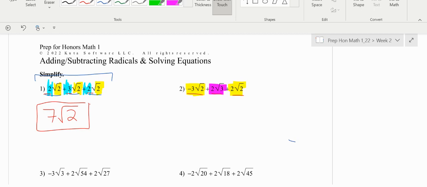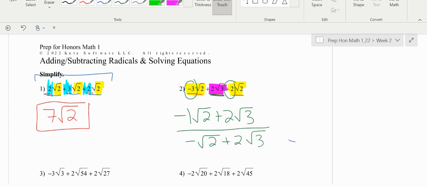So then we're just going to simply add and subtract those coefficients. So I have negative 3 plus 2, that's minus 1, and then I bring down the radical 2. And then 2 radical 3 doesn't combine with anything, so I'm just going to write it down. And then you might see your answer where we don't write that value of 1 because we assume it's there if we don't write it. So our final answer would be negative root 2 plus 2 root 3. And then we would be done.